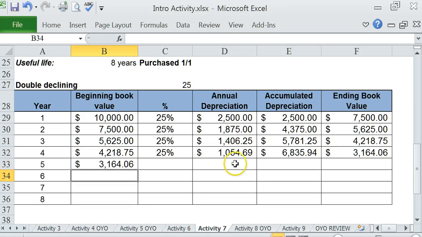We'll take last year's. We'll take 25%. Look at Excel. Excel, you're so smart. Excel filled it in for us. I was going to make you guys do all the work, but Excel's making it too easy for you.